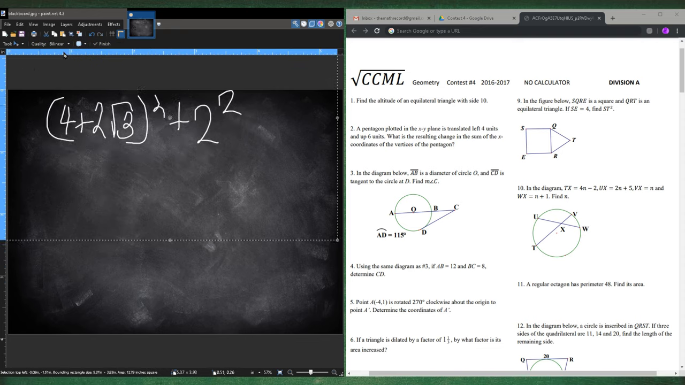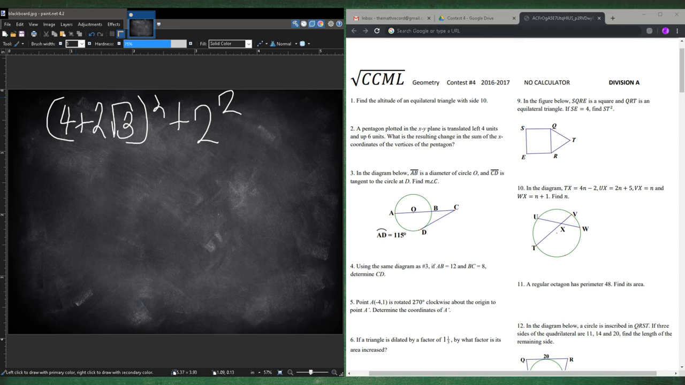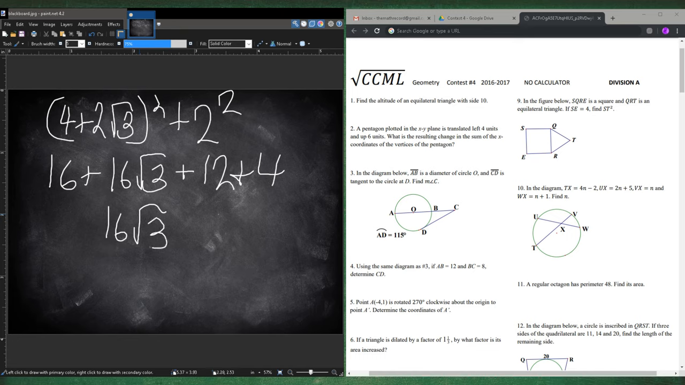So let's expand this out. 4 times 4 is 16. 4 times 2 square root 3 is 8 square root 3, and then it's going to do it again, so 16 square root 3. And then 2 square root 3 times 2 square root 3 is just 12. And then 2 squared is 4. So if you expand this, you should get 16 plus 16 square root 3 plus 12, and 4. Now you add them together, so you have 16 square root 3. 16 plus 12 plus 4 is 32. So your answer for number 9, ST squared, is 16 square root 3 plus 32.